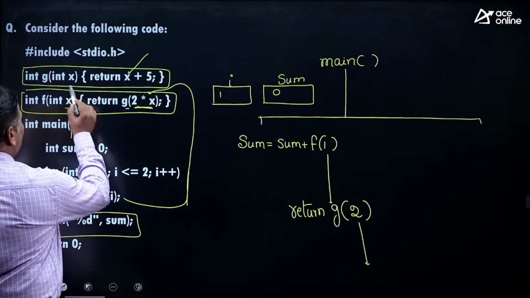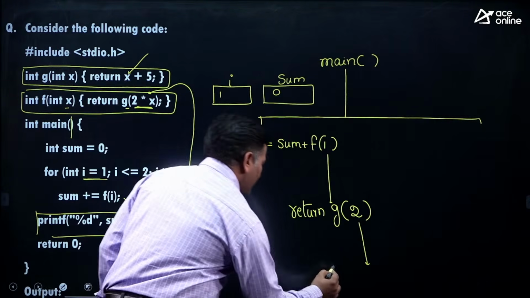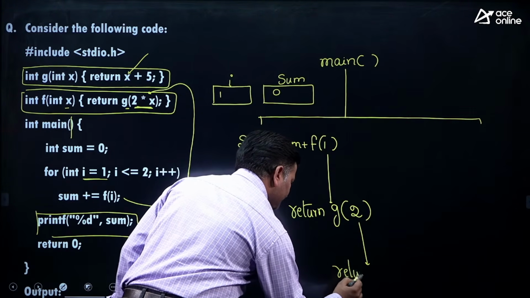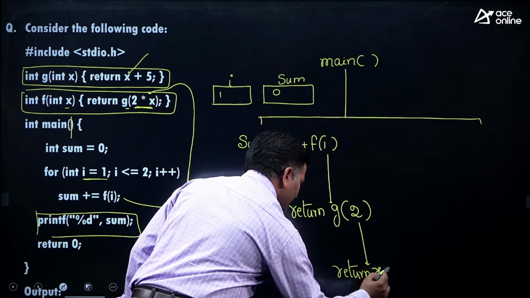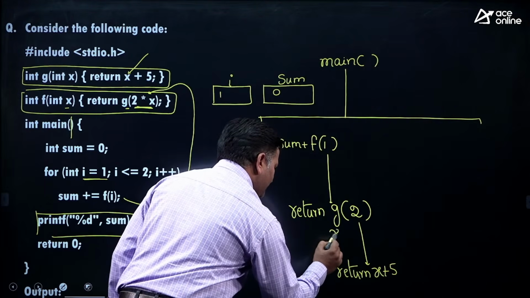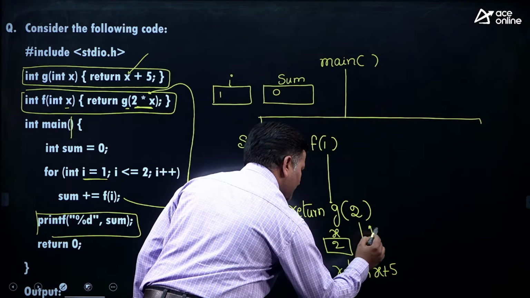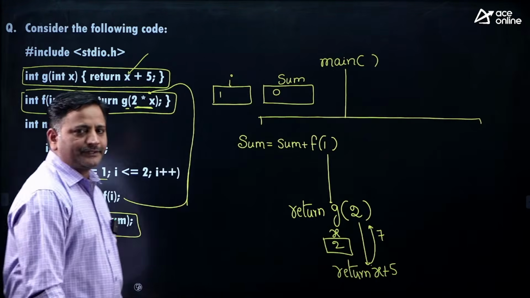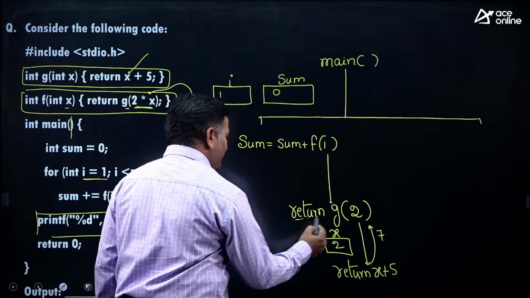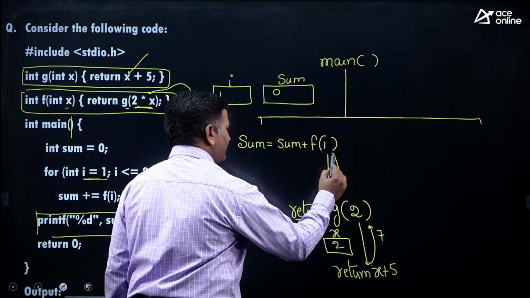Okay, so g of 2 is nothing but here we have x, return x plus 5, return x plus 5. So what is the value of x here? x is equal to 2. So 2 plus 5, that is nothing but 7, right friends? So therefore it is giving the value back, which equals 7.